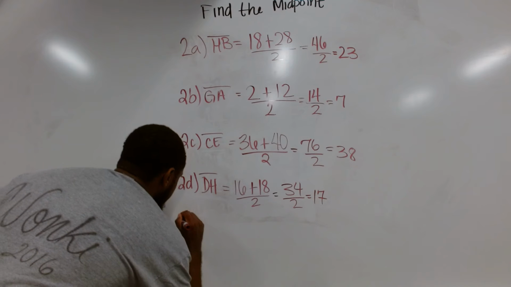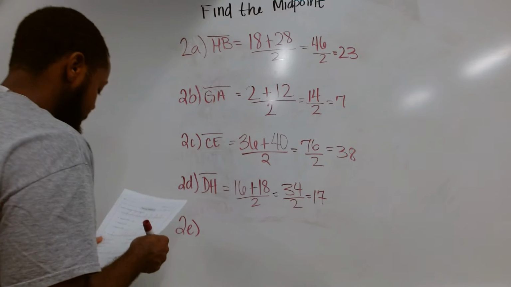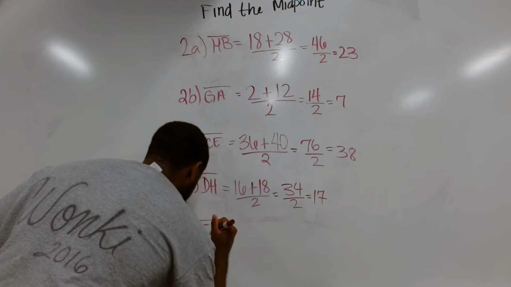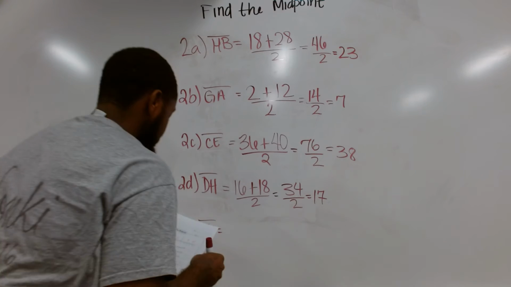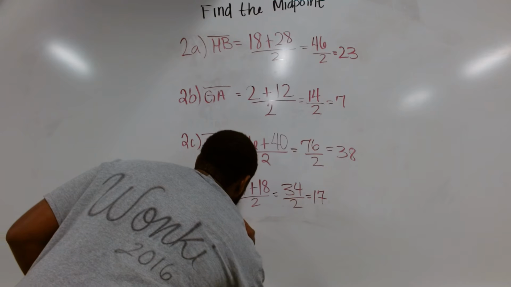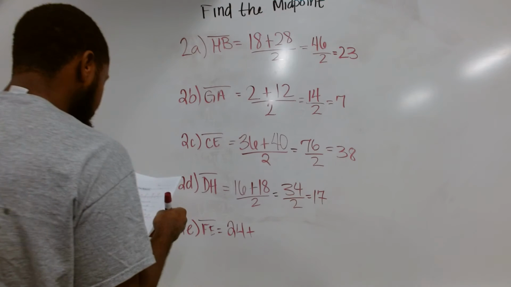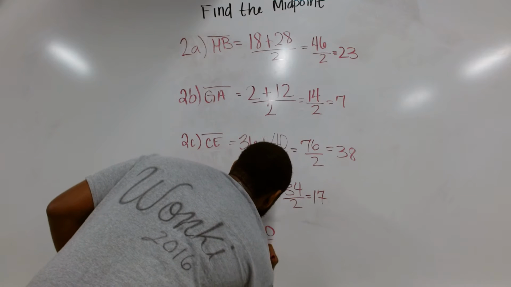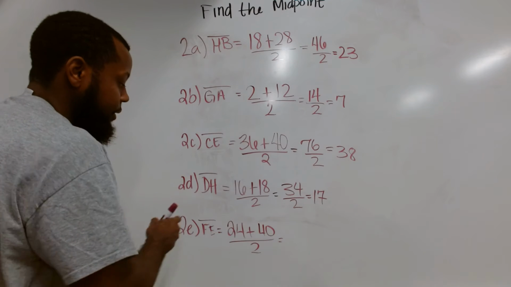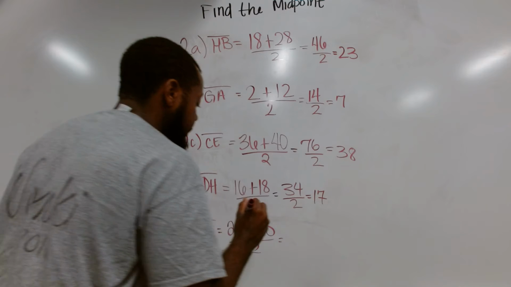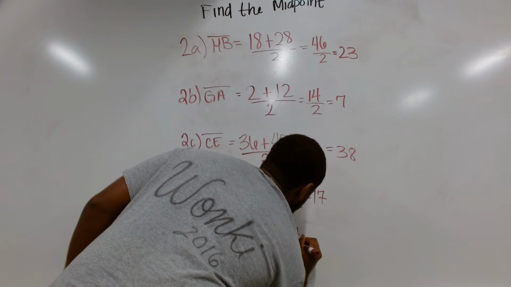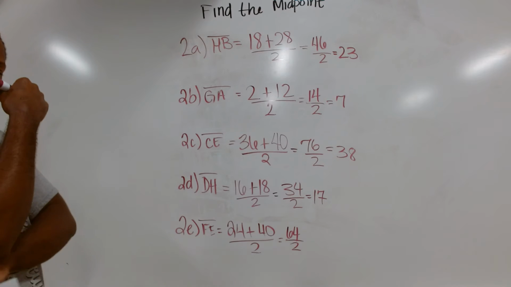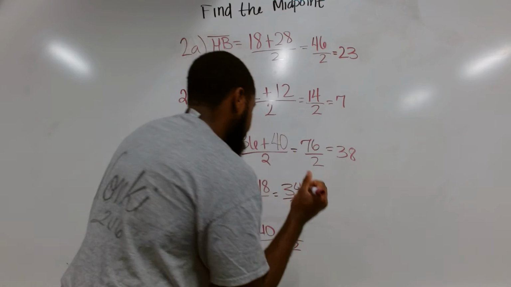So 2E will be the same way. So 2E has FE. So the value of F is 24, and the value of E is 40. We're all gonna put that under 2. So we're gonna have 24 plus 40 will give us 64. Okay? So, half of 64 will be 32.